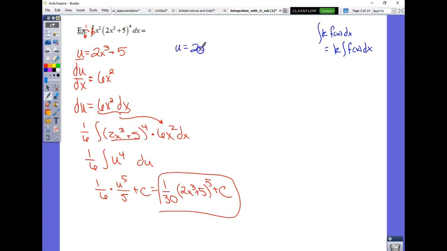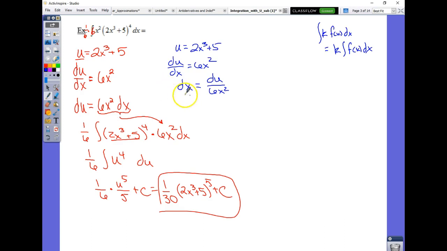I'm going to call u 2x cubed plus 5. Nothing changes. I'm going to take the derivative of u with respect to x. I'm going to get 6x squared, except I'm not going to solve for du. I'm going to solve for dx. The strength of this particular concept is that it builds a really good algebraic substitution concept, gets you used to multiplying by 1, which is a skill we need to know.